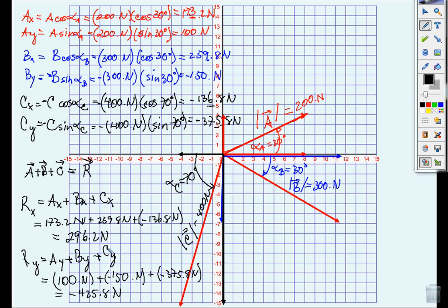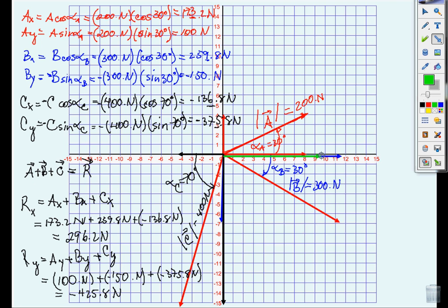This resultant has a component in x and it also has a component in y. So I'm going to pick a color. I'm going to pick green to represent those two vectors. So 296.2 newtons. Now the question is, in what quadrant is it? How are you going to determine what quadrant this vector is in? Is it in here or is it in here? Since a component is positive, it means that it starts and goes towards the positive x.